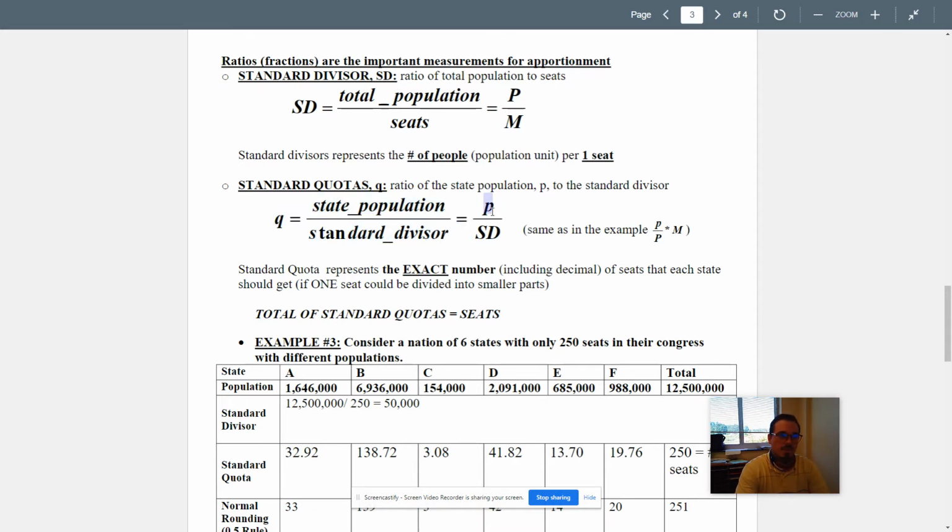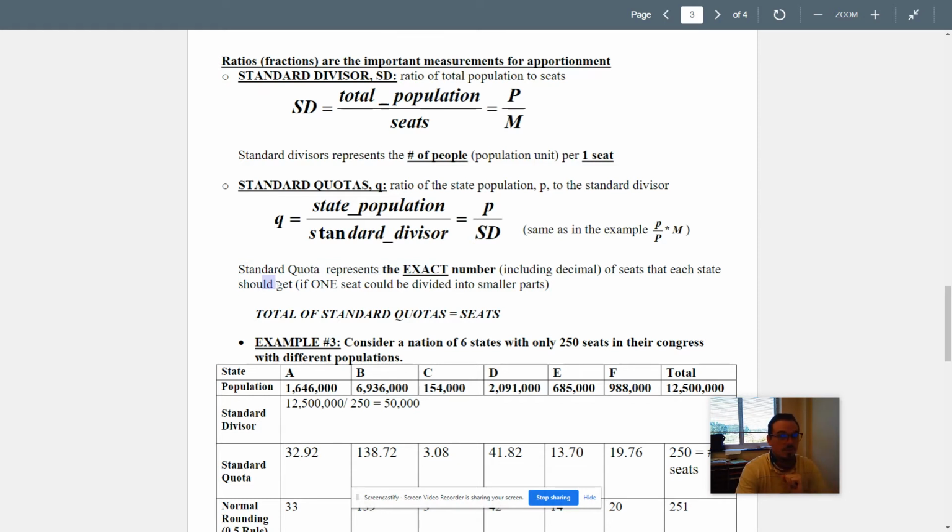So whatever the population for the state is, divided by the standard divisor. Same as in the example, P divided by P times M, what we found up above in those first two examples. You can refer back to those if needed. The standard quota, and we have two other quotas which we'll talk about later, represents the exact number, including the decimal, of seats that each state should get.